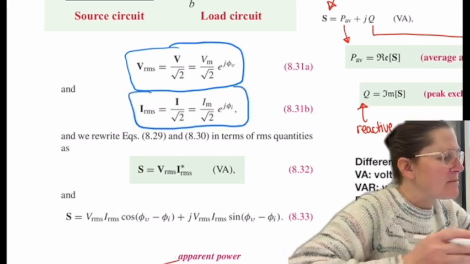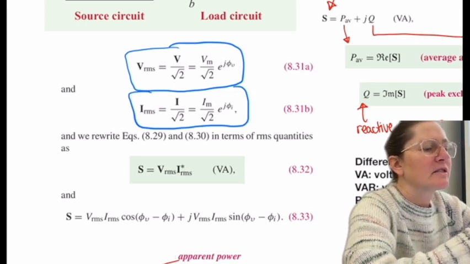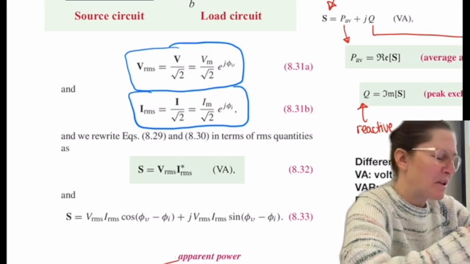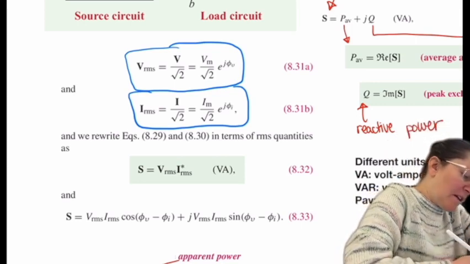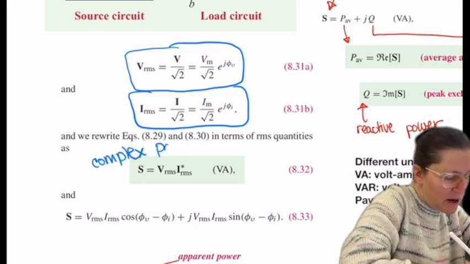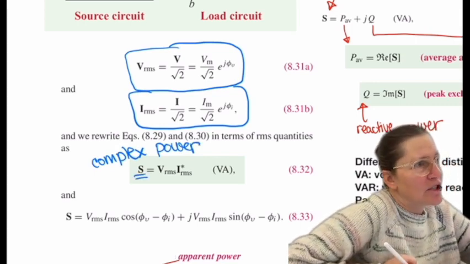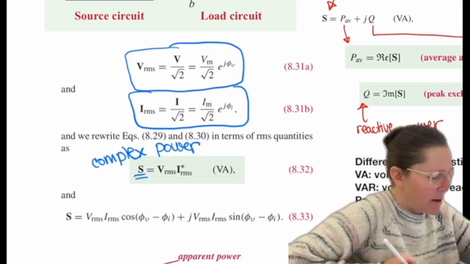And IRMS is going to be the same. So that's kind of a nice value that is easier to work with. We're going to term this complex power as a capital S. So S is going to be the notation for complex power, capital S.